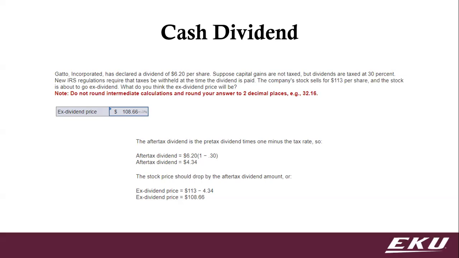So if we are paying $6.20 in dividends, after you pay the taxes on it, you would only receive $4.34, right? But since we can withhold it right there at the company, then the price would drop by that after-tax dividend amount, right? In the real world, actually, it doesn't get withheld that way. You have to account for it on your own individual taxes.